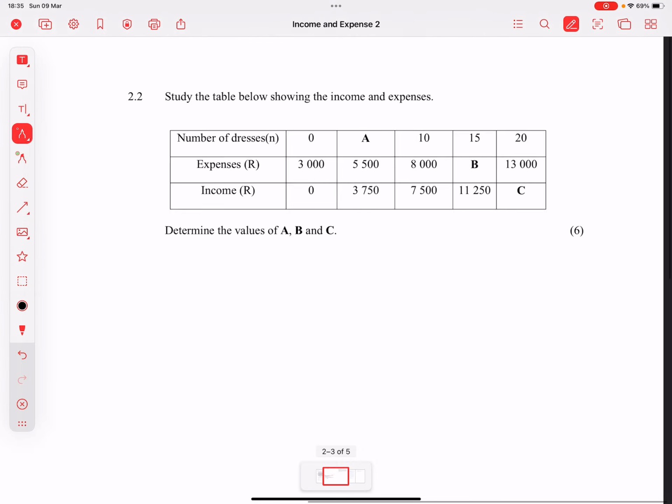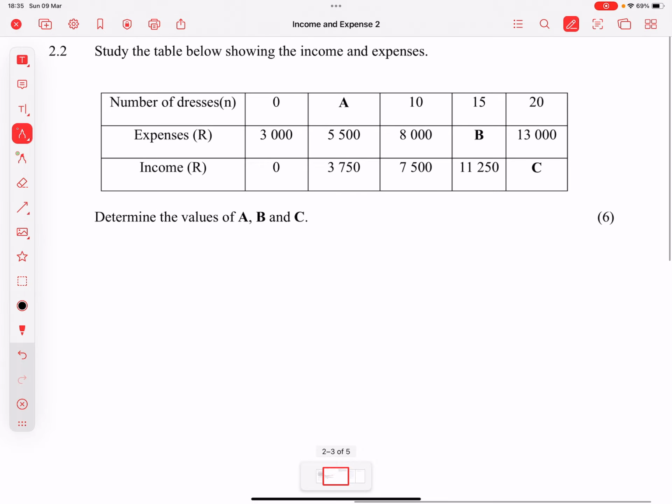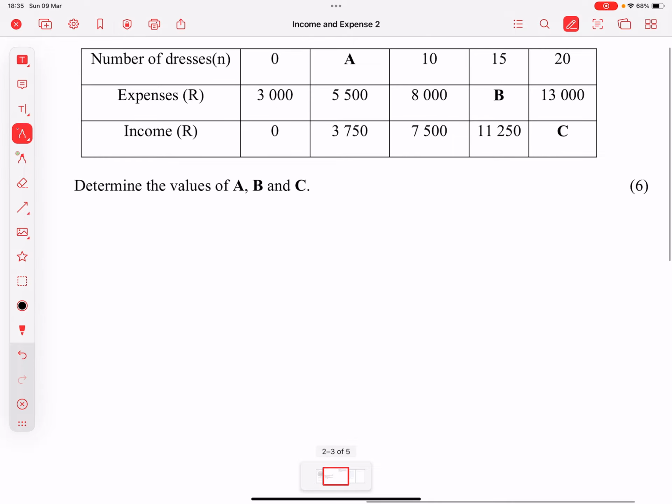Okay, so our next question is a table. And here you have been given values. If you're not too sure, you could actually test some of these values out in the table. So the first question we need to find is A, or you could find B or C, it doesn't really matter. But if we focus on A, we're basically going to be looking at this part. And so we have been given the expenses amount in A and the income amount. So you could either use the expenses formula or the income formula. So let's just say we use the expenses formula.